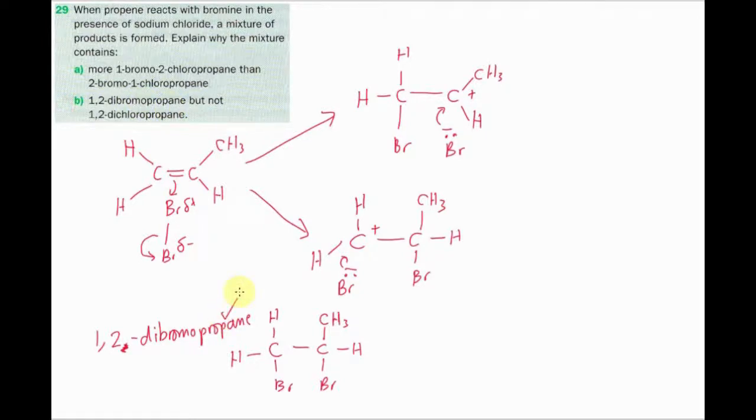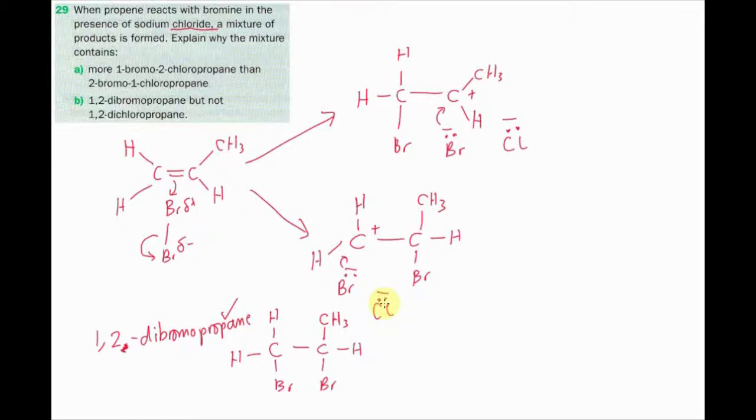Now, so why do we get other products then? Why is it talking about 1-bromo-2-chloropropane and 2-bromo-1-chloropropane? Where's this coming from then, if we're reacting bromine with our propene like that? Because we've just done the mechanism and we see we end up with this single product. Why are we getting other stuff? Well, the clue is we've got sodium chloride there. So in amongst all this, we have got some chloride ions floating around.